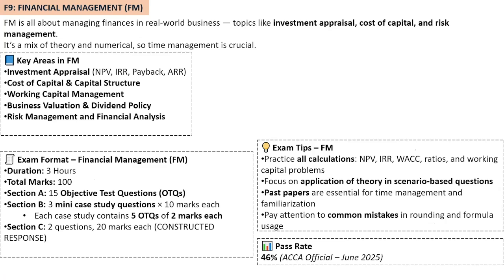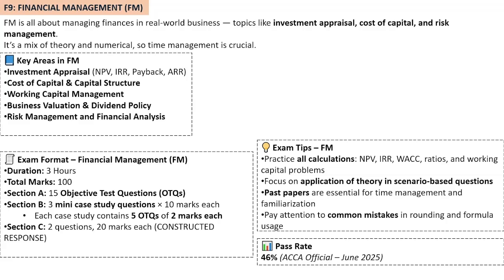And our last paper of skill level, financial management. Financial management is all about managing finance in real world business. Topics like investment appraisal, cost of capital and risk management. It's a mix of theory and numerical, so time management is crucial. The key areas which we have to cover in financial management are investment appraisal, cost of capital and capital structure, working capital management, business valuation and dividend policy, and risk management and financial analysis.